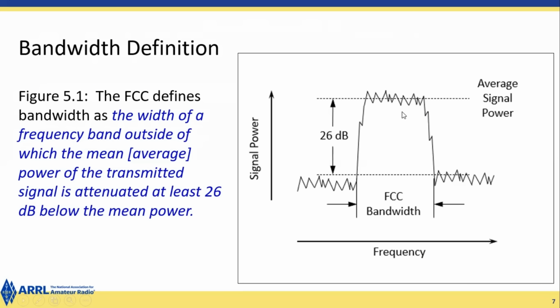So if I'm talking, this is my voice range here. Somewhere down here is my noise floor. Here's where my noise floor starts. So when this gets between 26 dB down from here, that's where they say that's your bandwidth, from your peak down to 26 dB on each side. That ratio there is your bandwidth, okay?